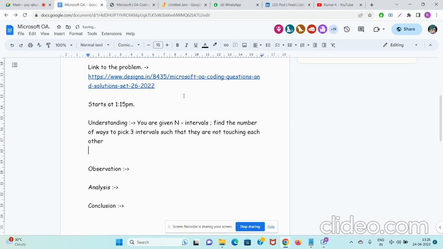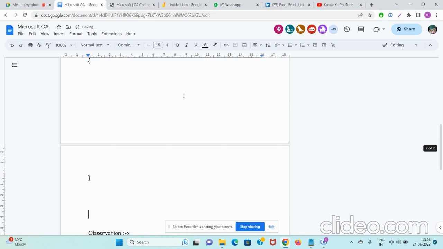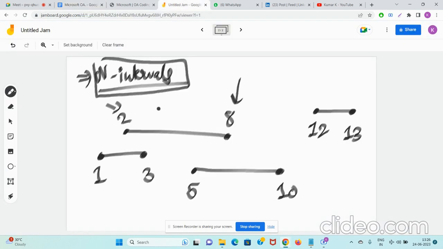So guys, in our case, let's say the n intervals look like this. What will be the output? I want my students to answer here in the chat. What will be the output for this, guys? What were our intervals for this particular case? Let's focus. We will try to get it done very, very quickly, guys. So our intervals are 1 to 3, 2 to 8, 5 to 10, 12 to 13.